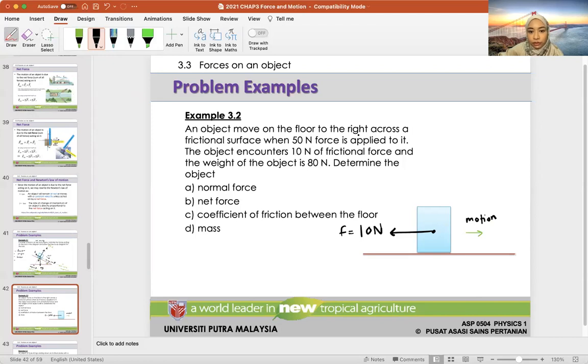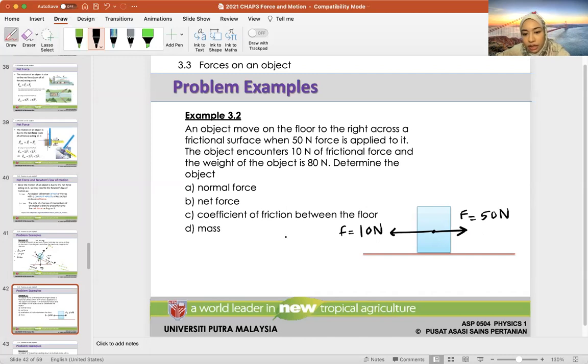An object move on the floor to the right across a frictional surface when 50 Newton force is applied to it. So bila kita apply a force and dia punya movement to the right, maksudnya force kita ke kanan lah kan. Kita apply, kita tolak something and dia bergerak ke kanan. Kalau kita tarik something tapi dia bergerak ke kanan, peliklah pula kan. So kita kena push lah. It should be a pushing motion towards the right. So this is F. F equals to, I just label this as F, 50 Newton.